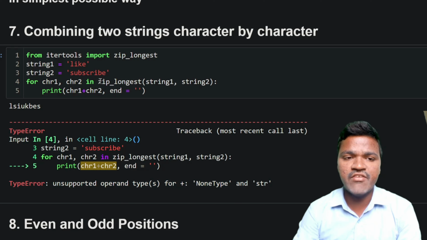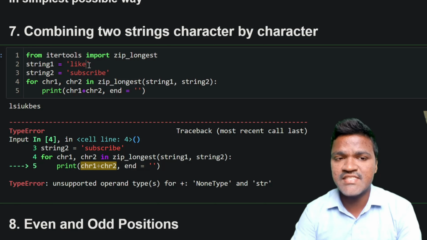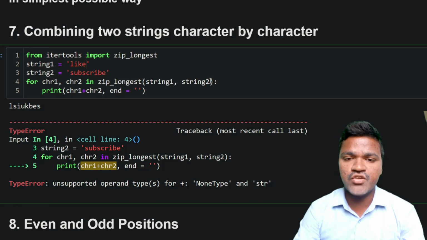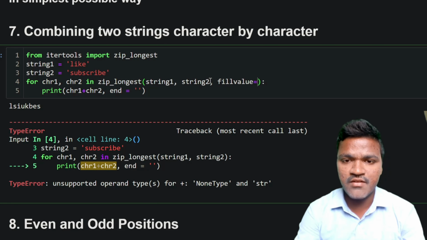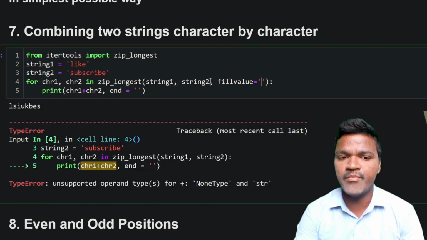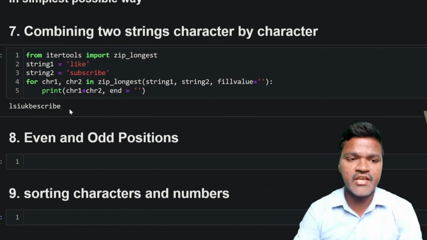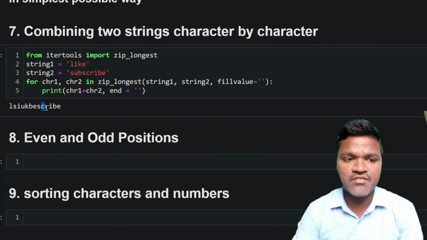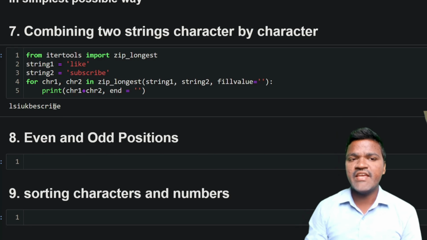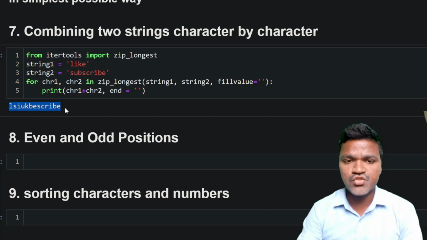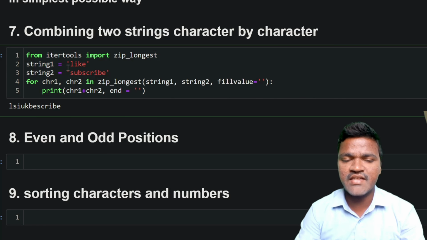The reason is that if one string has more characters, the string having fewer characters will return None. So for that we need to use one more thing here, which is fillvalue. I need to fill this value with an empty string, and if I execute this, we are able to see all the remaining characters from the longest string. So like this, we can combine two strings character by character. You can see the result is here. I hope you can understand this logic to combine strings character by character, even if the strings have different lengths.